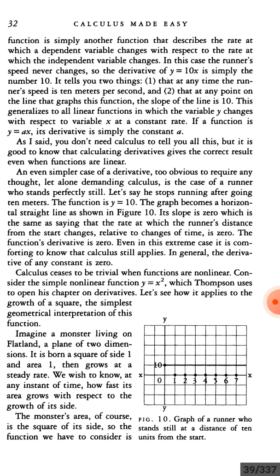In this case, the runner's speed never changes, so the derivative of y equals 10x is simply the number 10. It tells you two things. One, that at any time the runner's speed is 10 meters per second, and two, that at any point on the line that graphs this function the slope of the line is 10.